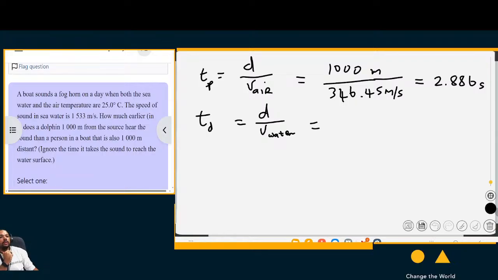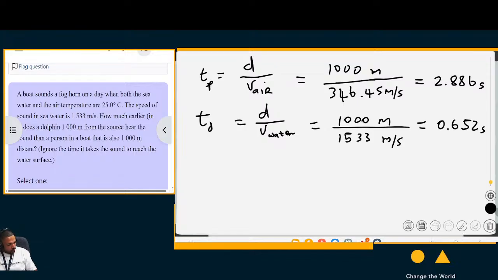I want to see. Okay, there we have the speed of sound in the water. So it will be 1,000 meters. The speed of sound in water is 1,533 meters per second, as they gave us. If you work that out, the time is 0.652 seconds. Okay, so it takes 2.8886 seconds to reach the person, but 0.652 seconds to reach the dolphin.